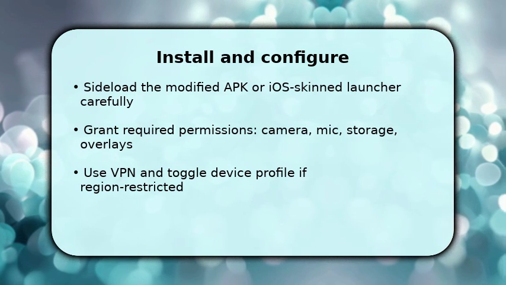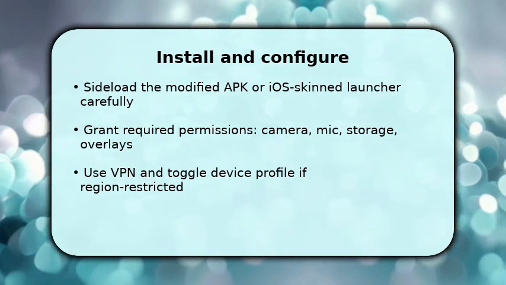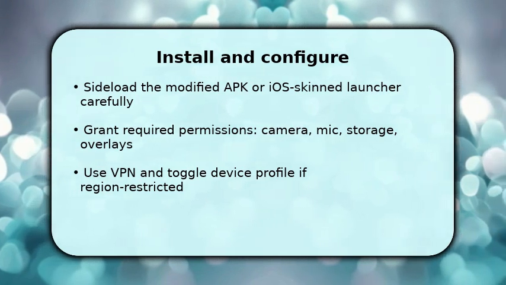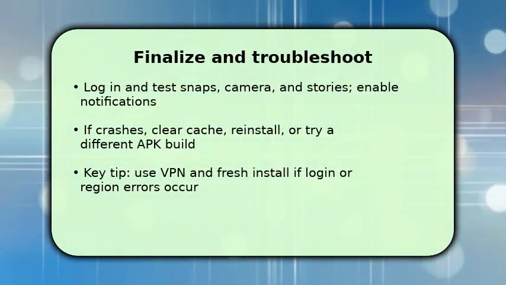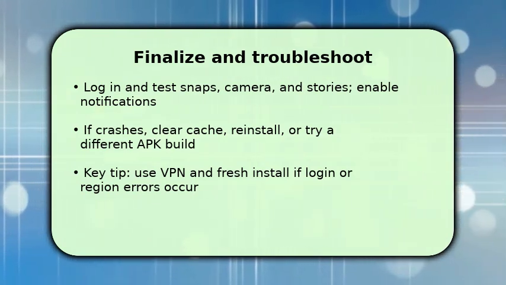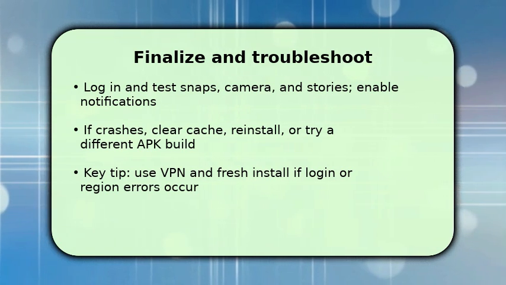If the app is region-locked, connect a stable VPN and change device profile settings to match a supported region before launching the app. Finish by logging in and systematically testing camera, lens effects, snaps, and notifications. Make sure stories upload correctly.